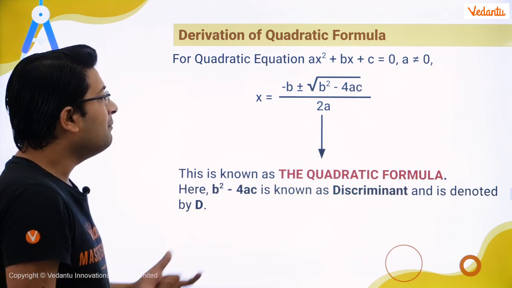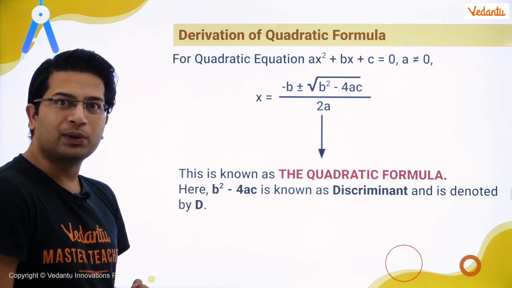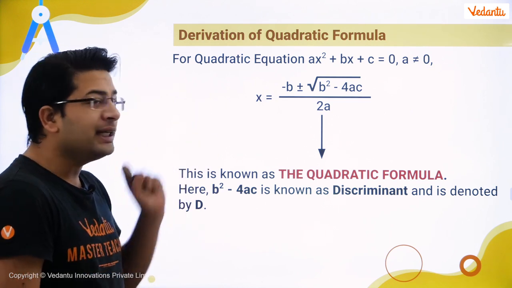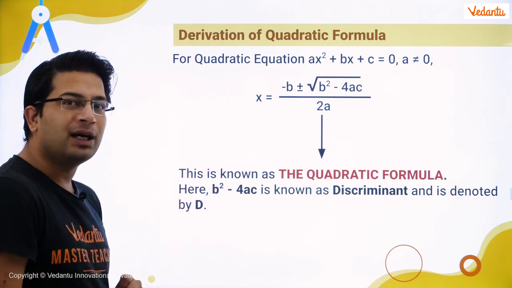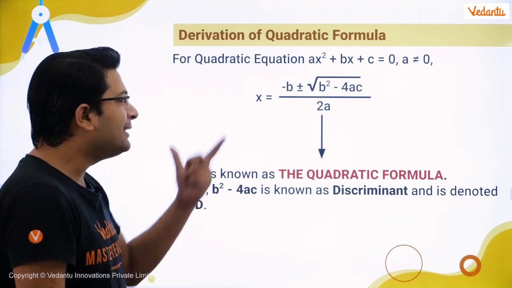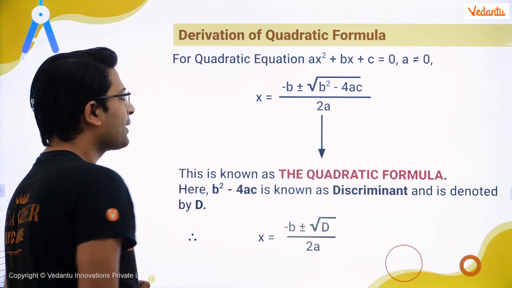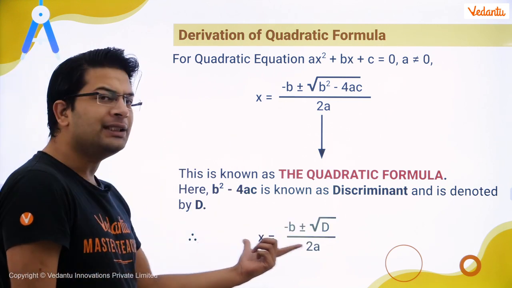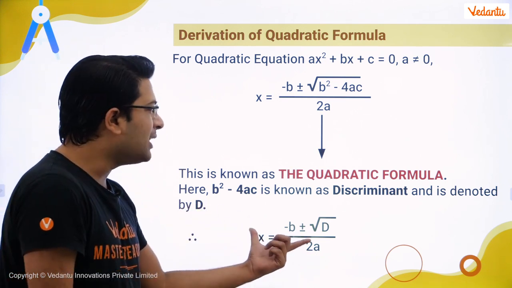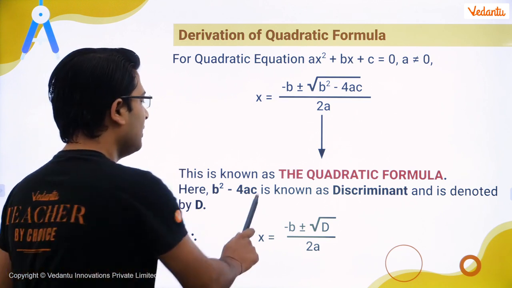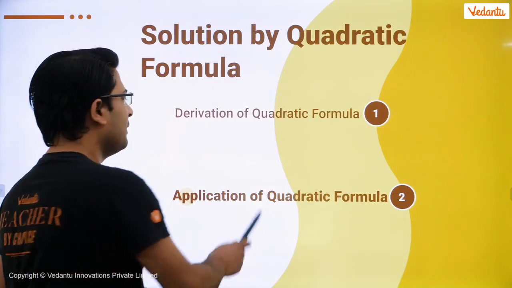Very good. Check the term which is written inside the under root: b square minus 4ac. This term is known as the discriminant, and it is denoted by capital D. A very important term, so remember it. We have seen that these two will be the roots of any quadratic equation, which we can find with the help of the quadratic formula. So let's see some application of the same.